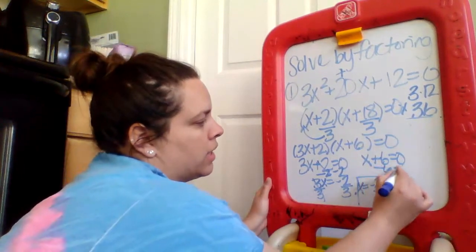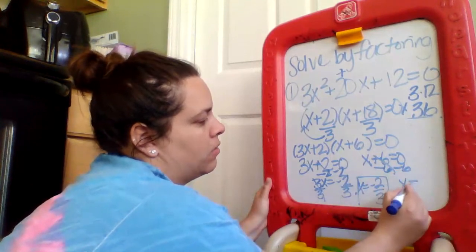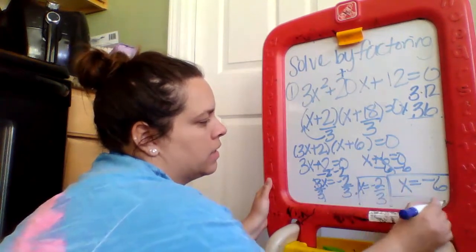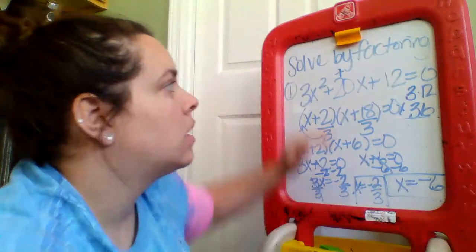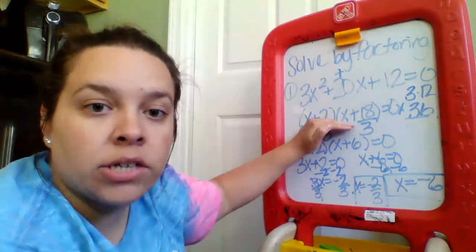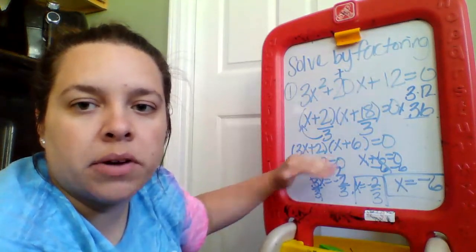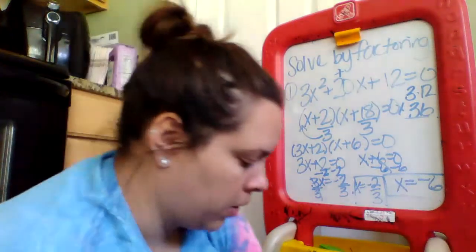Over here, subtract 6. So x equals negative 6. And I'm done. Set equal to 0. Factor. Set each factor equal to 0 and then solve for x. All right, we're going to do another one.